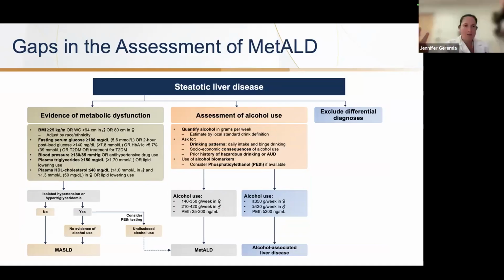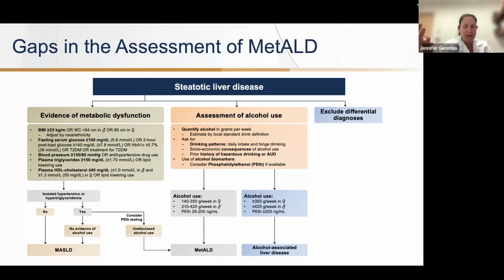So we've already talked ad nauseum about risk factors, about metabolic dysfunction: high blood sugars, high blood pressure, high cholesterol, low HDL, high BMI. That's the classic definition of metabolic dysfunction. Does the patient have isolated hypertension or hypertriglyceridemia? Yes, but yet they have steatotic liver disease, right? So we're not looking at fibrosis here. We're just looking at the simple presence of steatosis. Okay, so if they have these risk factors like hypertension or hyperlipidemia, yes, then consider using some biomarker like PEth testing to assess for undisclosed or underreported amount of alcohol use.